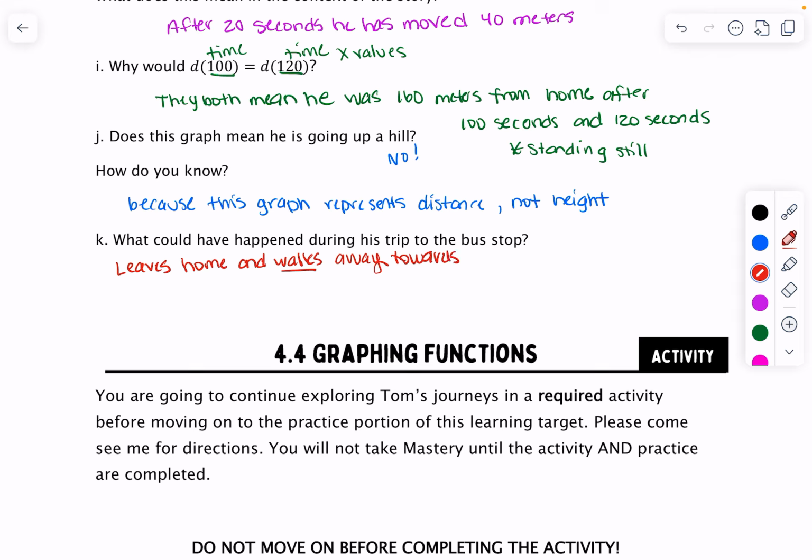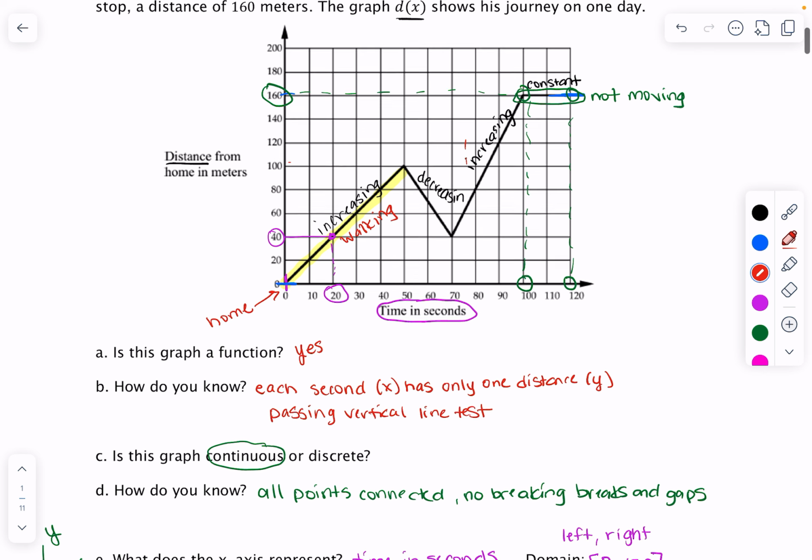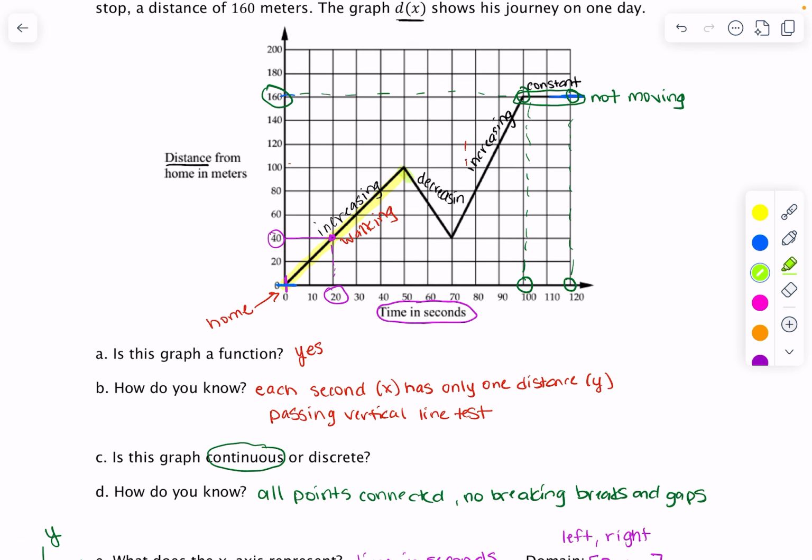So he's walking towards the bus stop because his distance is increasing. He's getting farther and farther away from home. Then what's happening next? What's happening next is this graph is decreasing. This does not mean he's going down a hill. If his distance is decreasing, it's going from 100 down to 40, it means he's going back. Let me get a different color. It means he's going back to home.